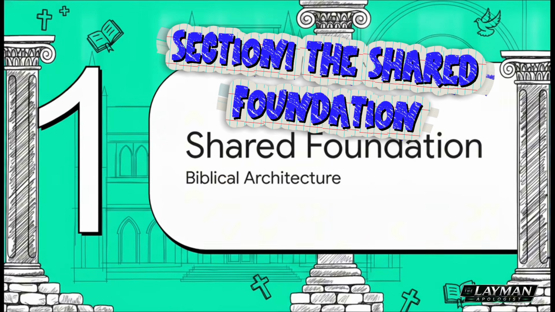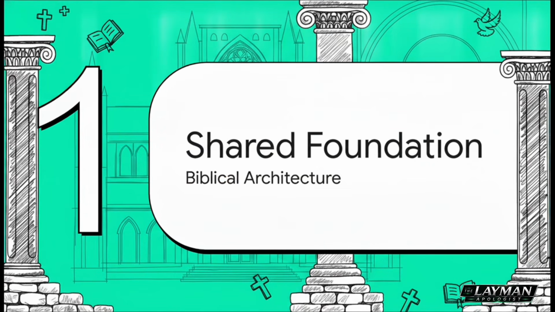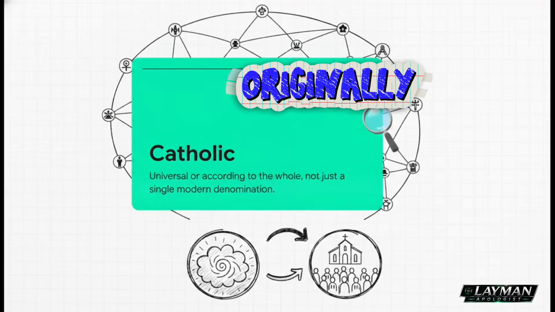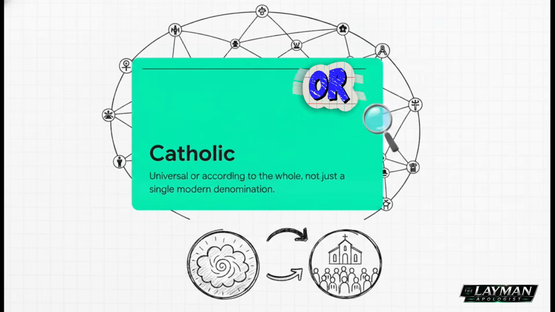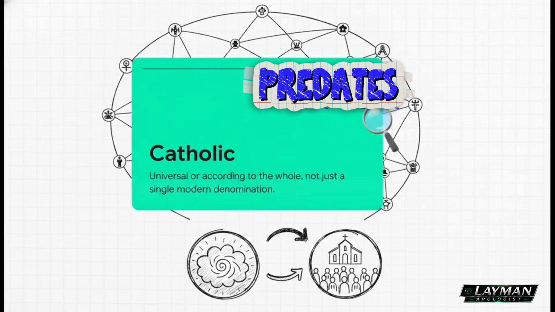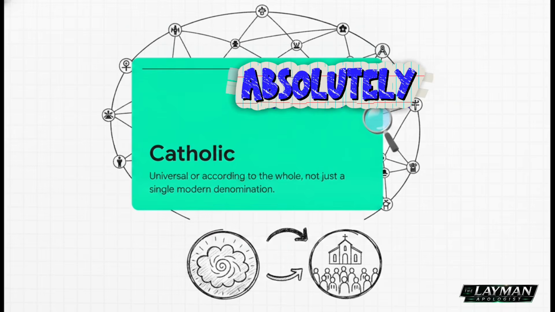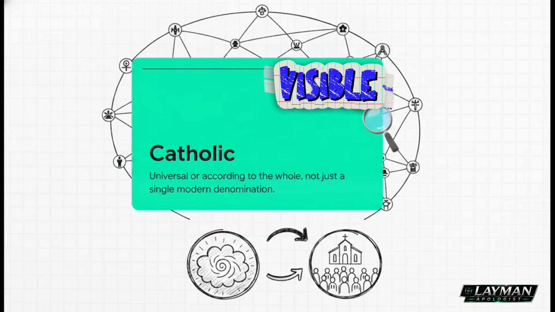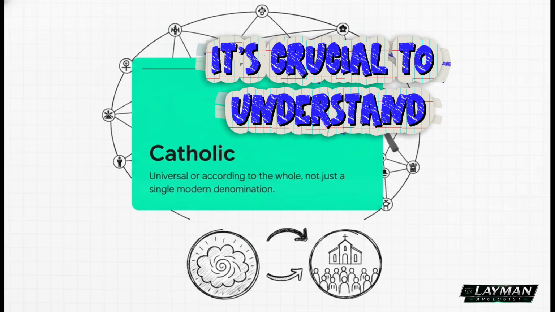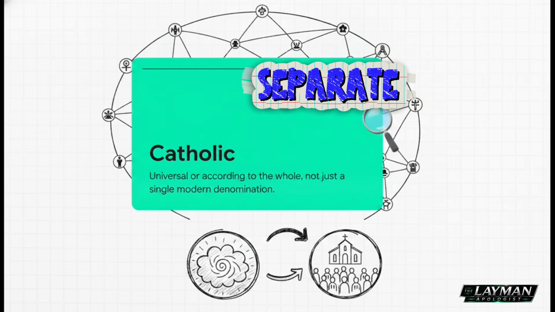Section 1. The shared foundation. The word Catholic. Originally, this meant universal, or according to the whole. It actually predates its modern denominational use by centuries. Then we have this absolutely vital distinction between the visible and invisible church. It's crucial to understand we're not talking about two separate churches here.